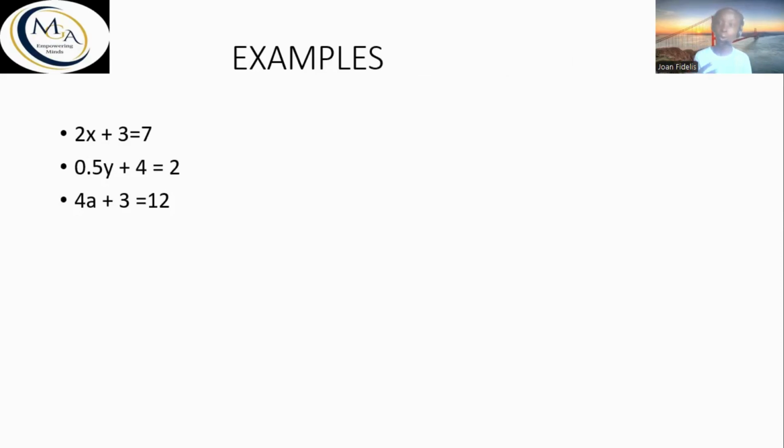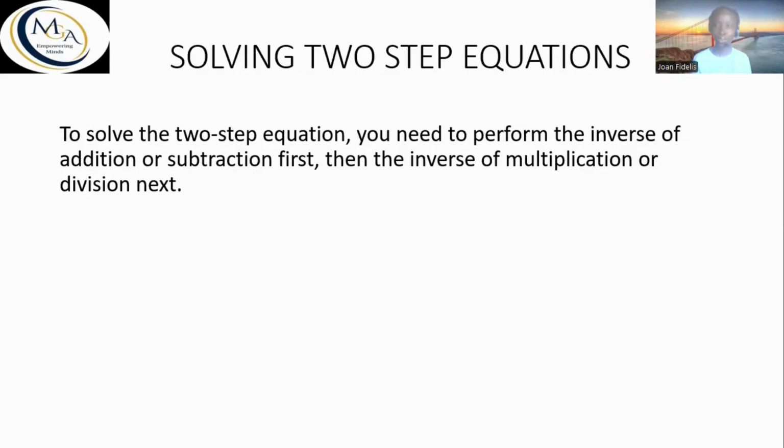Before we learn how to solve these 2-step equations, let's look at some examples of 2-step equations. We have 2x plus 3 is equal to 7, 0.5y plus 4 is equal to 2, and 4a plus 3 is equal to 12. All of these are examples of equations, and they are also examples of 2-step equations. The next thing we're going to be looking at is how to solve these 2-step equations.